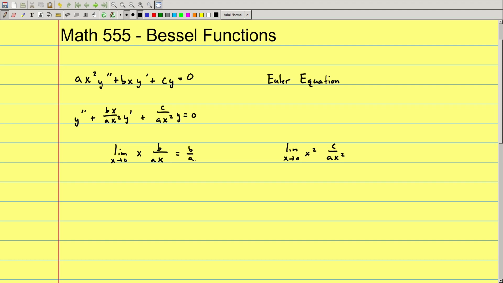and because both of these limits are finite, we say that x equals 0 is a regular singular point for both of, or sorry, for this type of equation. All right?